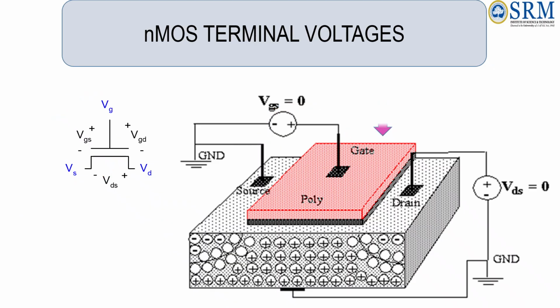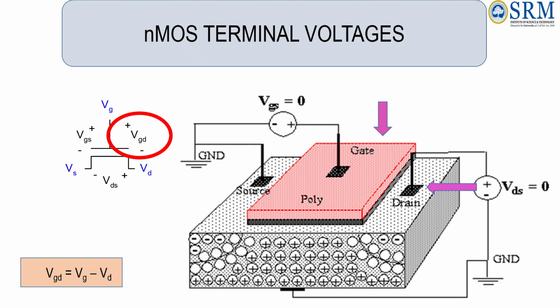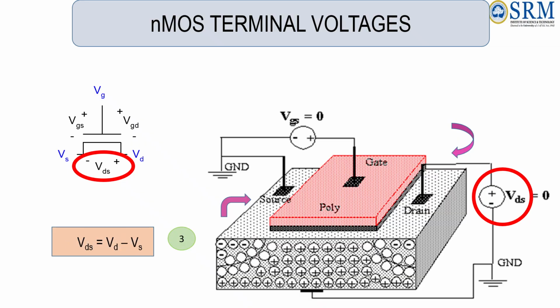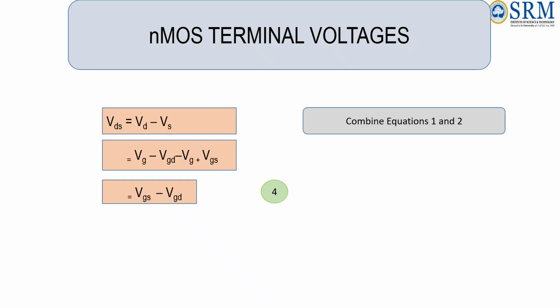The potential difference between the gate and the drain is VGD. So VGD becomes VG minus VD, which is taken as equation number 2. So VDS is the potential difference between the drain and the source. So VDS is equal to VD minus VS, which is equation number 3. By combining equations 1 and 2, we get VDS is equal to VGS minus VGD.